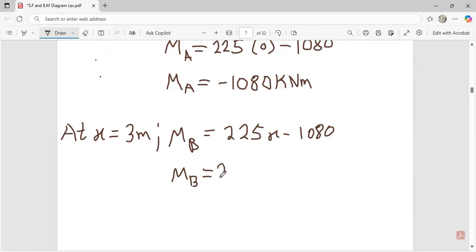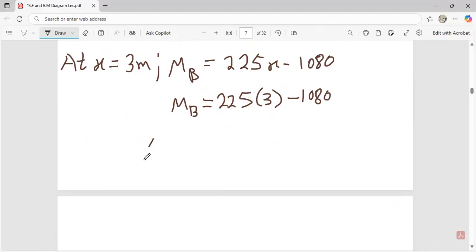So this becomes a 225. Now we put 3 inside over here, showing that this is 3 meters minus what? 1080. Let's put this on a calculator and let's see what we'll get. Okay.